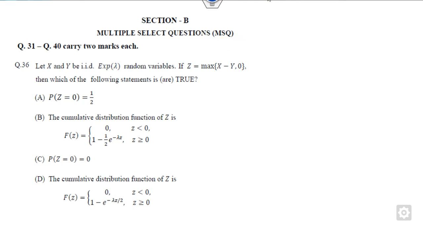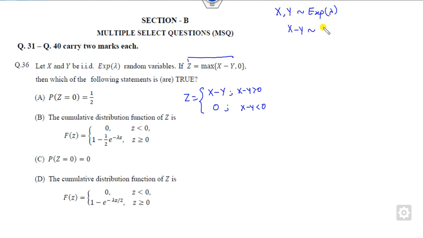Look at another one. What is given to you: X and Y follow the exponential distribution. Then your target is to find this value. Firstly, we will look at the nature of this. It can be X minus Y or 0, depending on whether this is greater than 0 or less than 0. That's fine. So it means if X and Y follow this, our target is to find the distribution of this. How can you find the distribution of this? We can use the MGF. That's a very simple task. So what is the MGF of X minus Y?